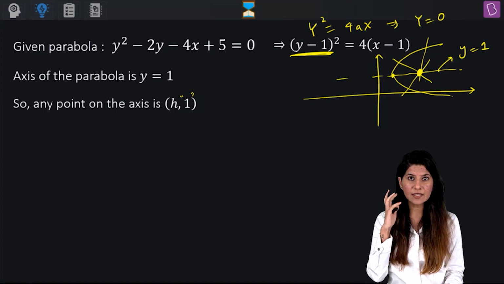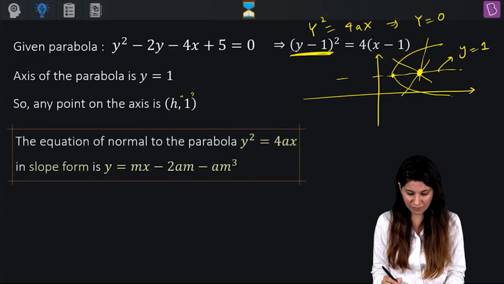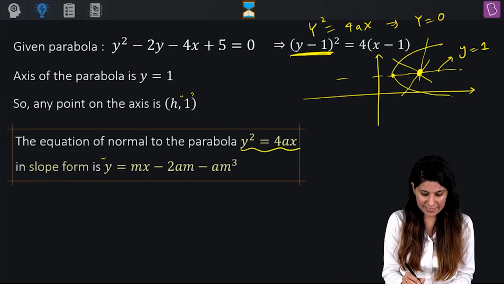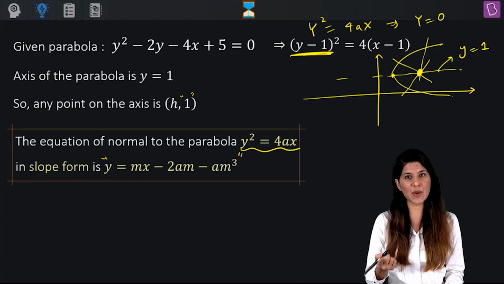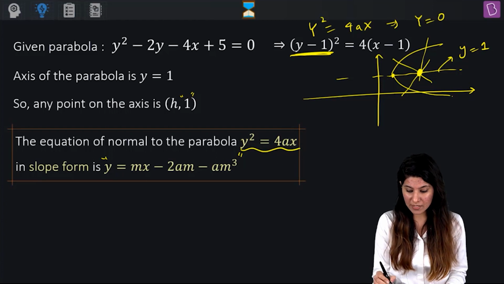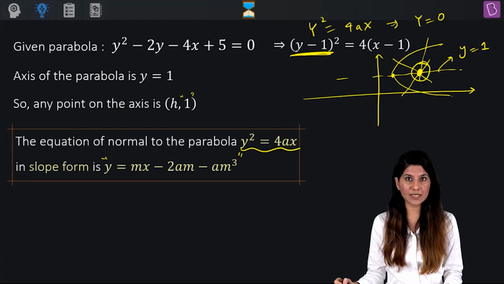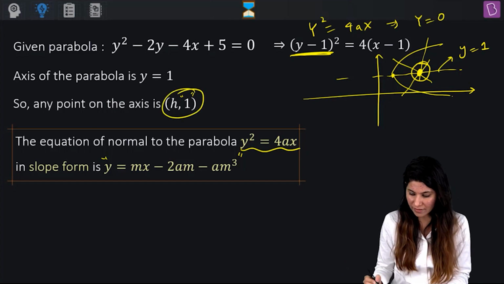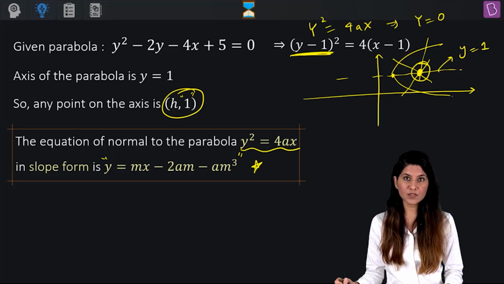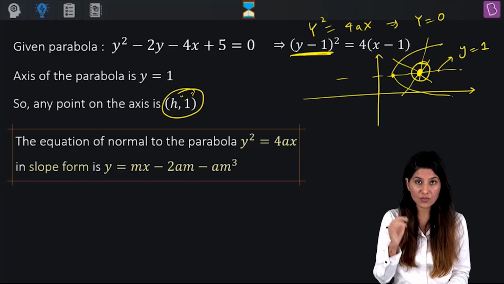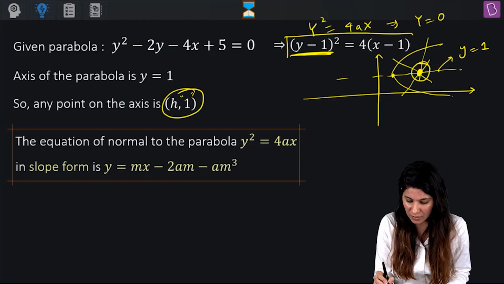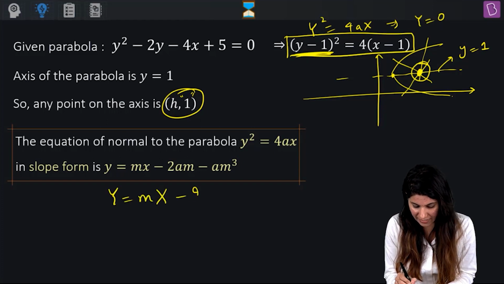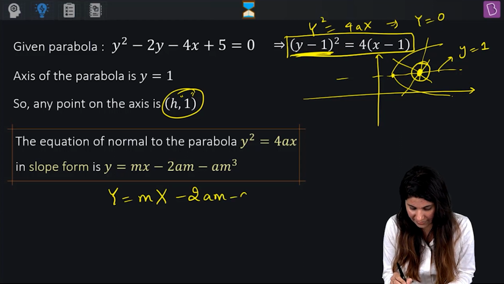Okay, let's write down the equation of one such normal. The equation of one such normal in slope form of the parabola y square equals 4ax is this, which is what? y equals mx minus 2am minus am cube. Now this normal is passing through one fixed point, isn't it, which is lying on the axis of the parabola. That means h comma 1 will satisfy this particular normal equation, right? Okay, so let's first write the equation of the normal to this parabola. Let's write down. Okay, so the equation of the normal would be what? y equals mx minus 2am minus am cube.